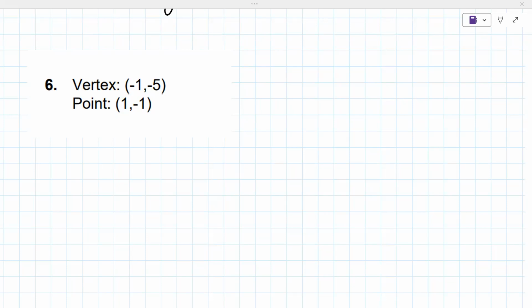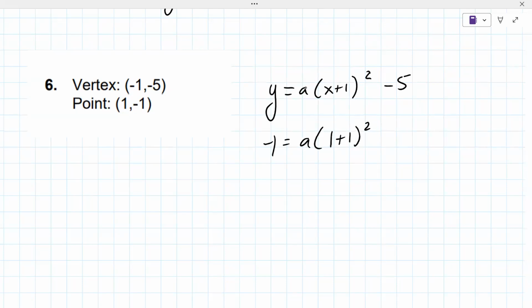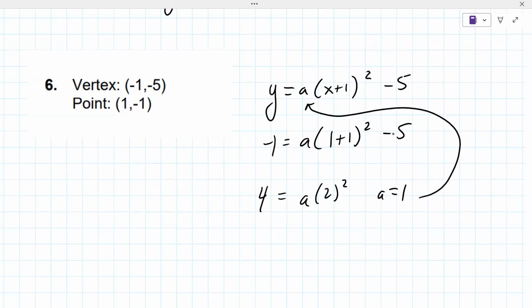So -1 equals 1 plus 1. Oh, I have to... 2, 1, 5. The A equals 1. All right, so you're gonna add 5 first. That gives you 4 equals A times 2 squared, which is 4. So A ends up being 1 again, which is kind of boring, but that's what they've come up with.